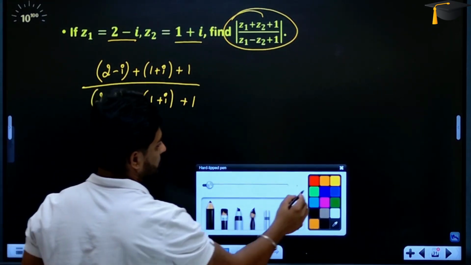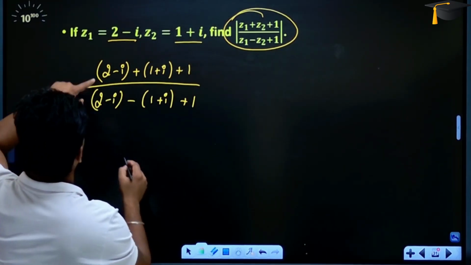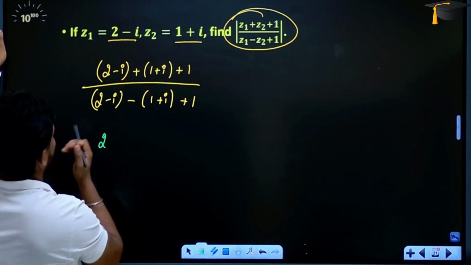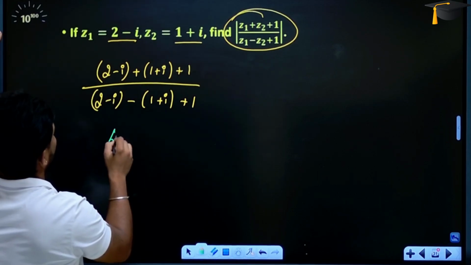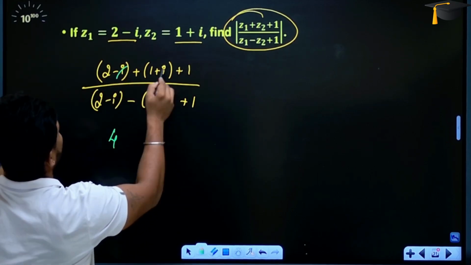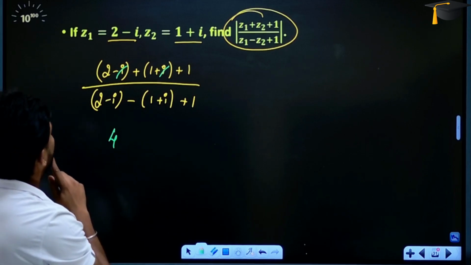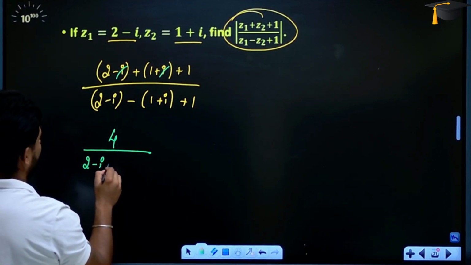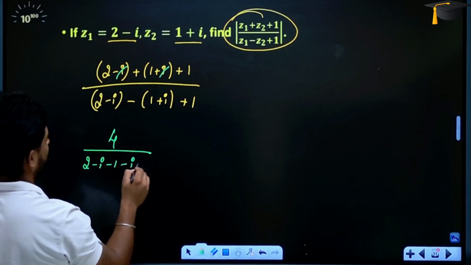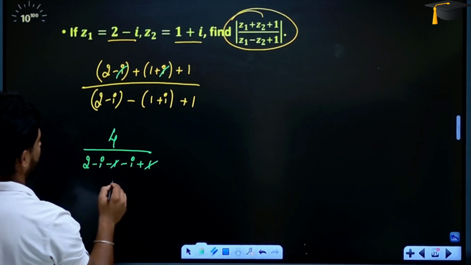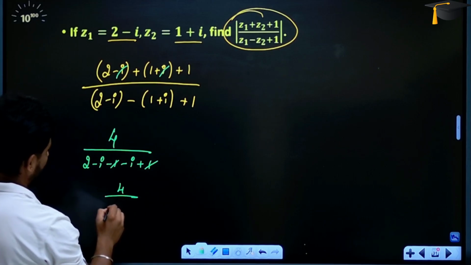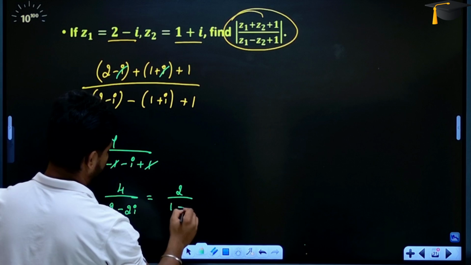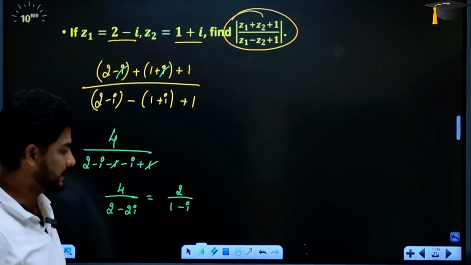Okay, so what happens to this? 2 plus 1 is 3, 3 plus 1 is 4. Let's write directly, so 4. The i cancels, just 4, right? I hope I have written correctly. Yeah, 4, children. Divided by 2 minus i minus 1 minus i plus 1. So the minus 1 and plus 1 cancel. So 4 divided by 2 minus 2i. If we solve this, we get 2 divided by 1 minus i, correct?